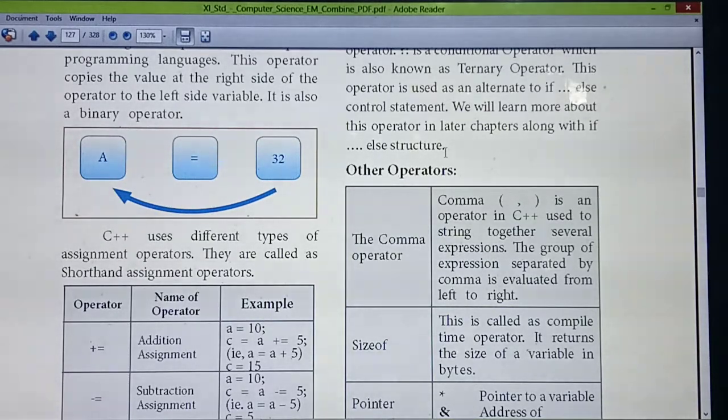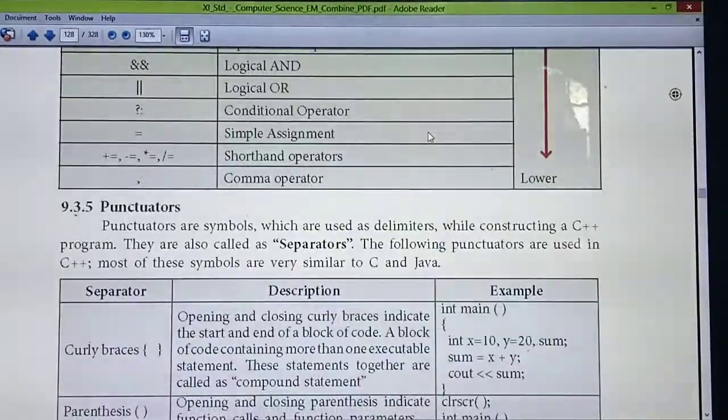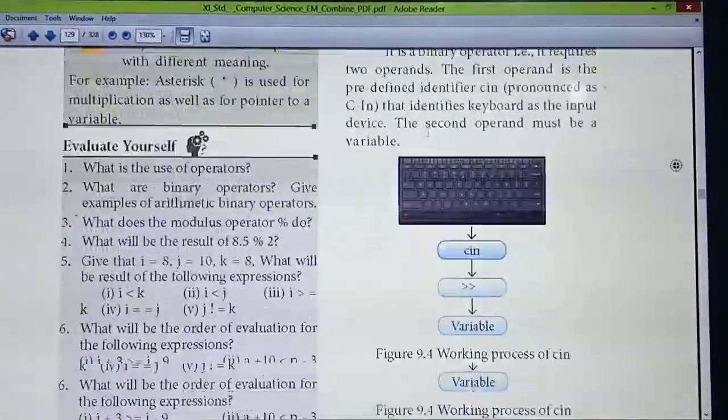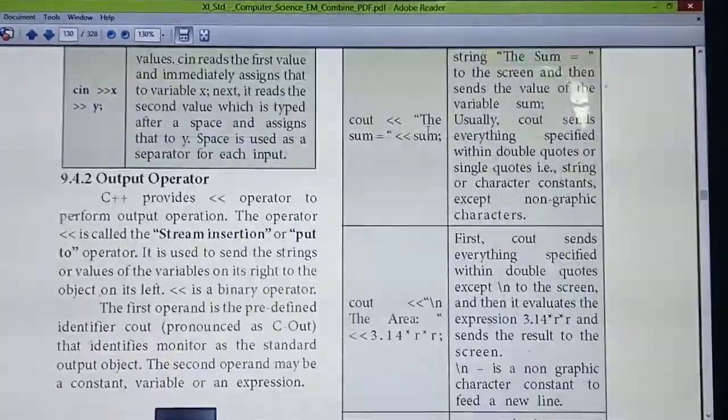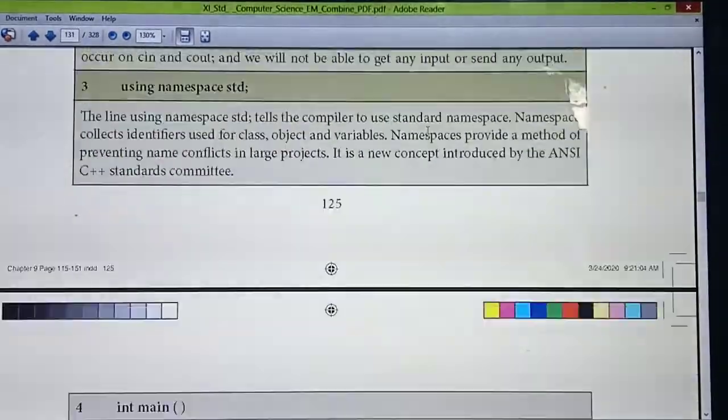Then the second 5-mark question, types of errors. This is also a very, very important question. Take page number 128, types of errors.